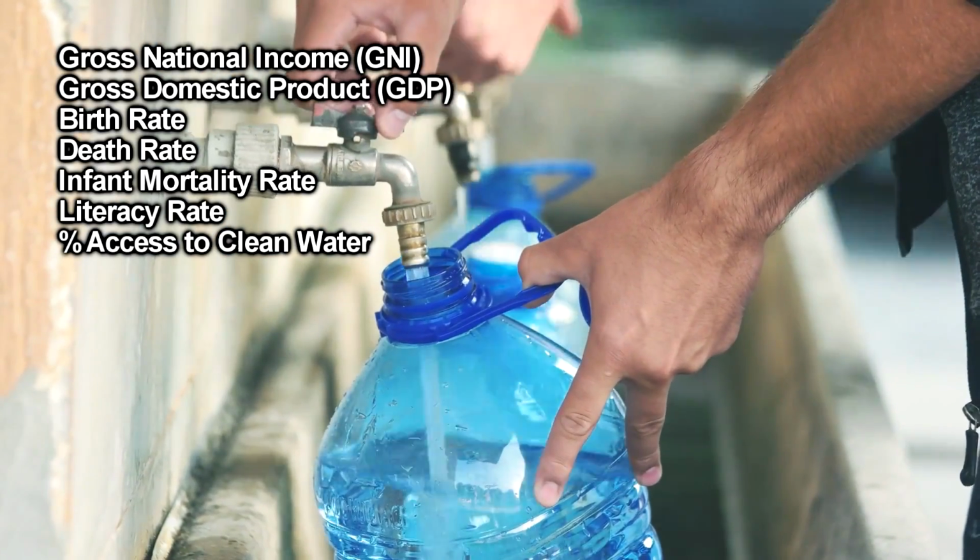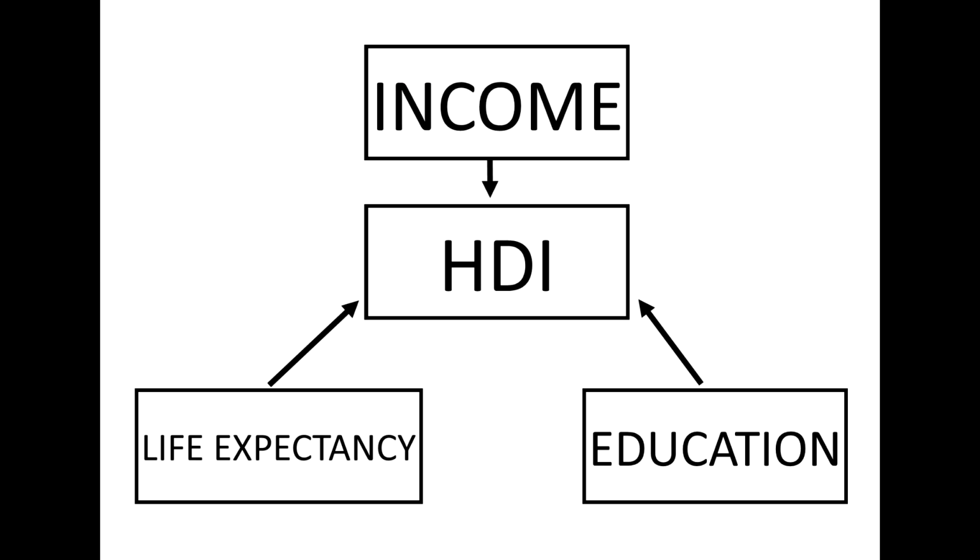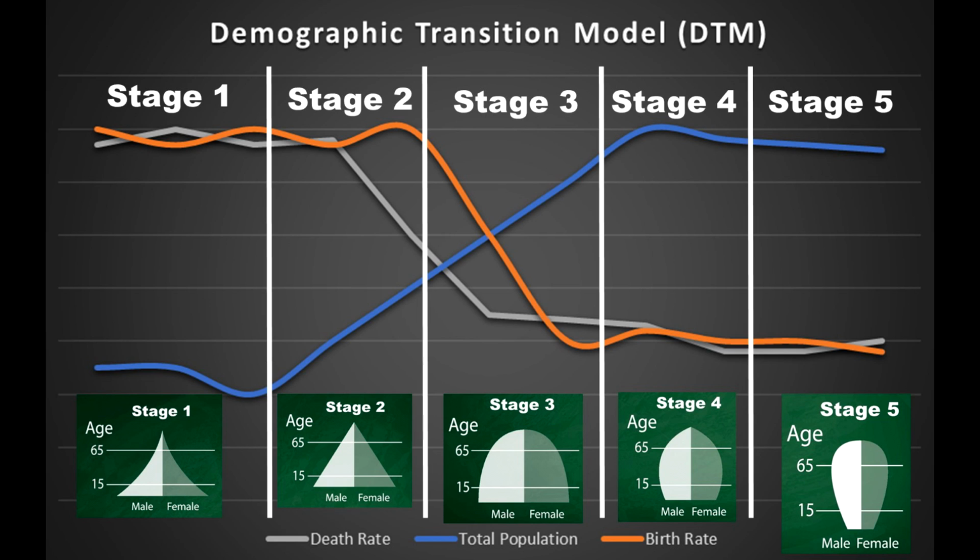When we look at the measures of development, the Human Development Index is one of the best ways of measuring how developed countries are, and that's also known as the HDI. You should also demonstrate understanding of the demographic transition model, which is also known as DTM, which shows the different stages of development a country has gone through.